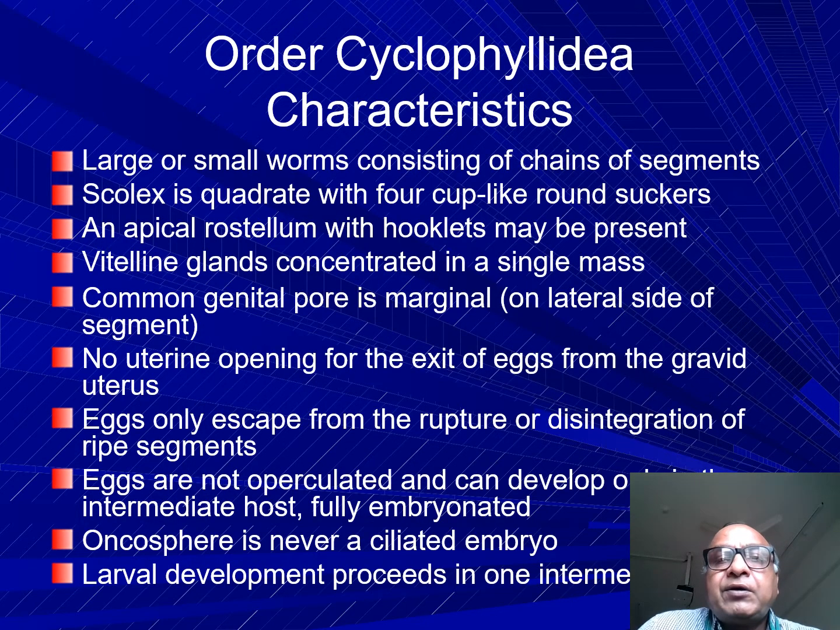Then this order Cyclophyllidea, like Pseudophyllidea, there are details, the characters, but remember that the Cyclophyllidean head contains cup-like round suckers. Other minor variations are there, and also an important feature: the egg is different, a round corticated egg with a characteristic structure.